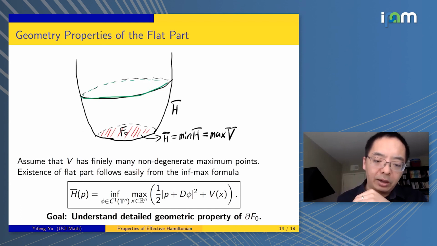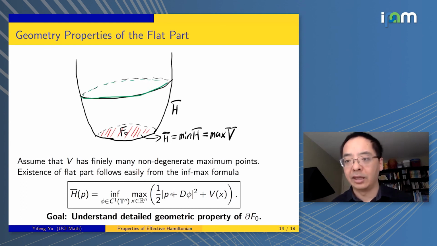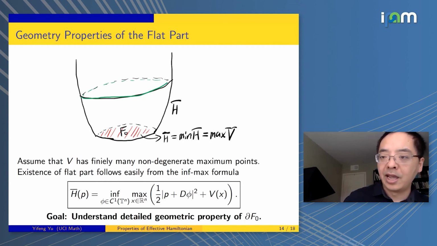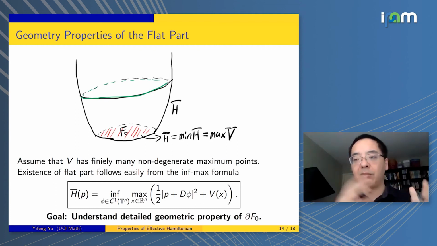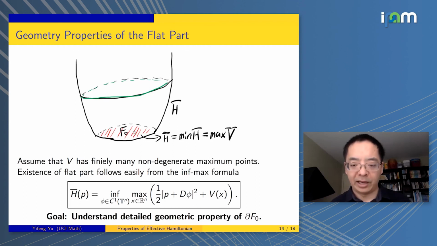Okay, so anyway, this Infomax formula provides one description of the effective Hamiltonian. By the way, you can just use the maximum principle to prove it: you look at a cell problem and apply the maximum principle to get the Infomax formula. It's quite nice. Then, if you use the Infomax formula, it's very easy to derive that there's a flat part. Let me quickly say several sentences on why.